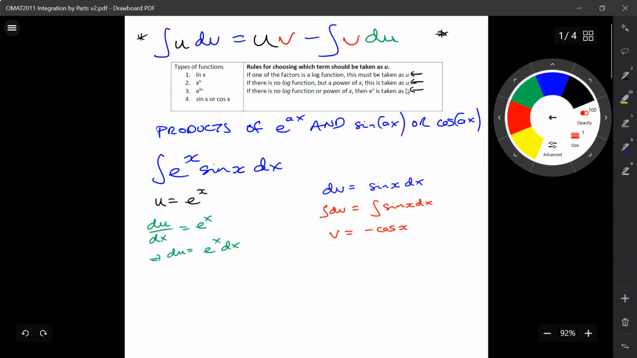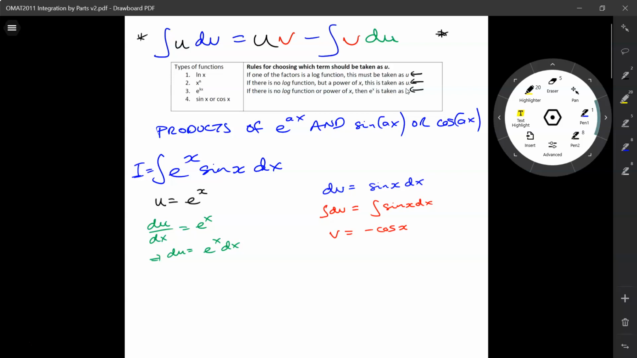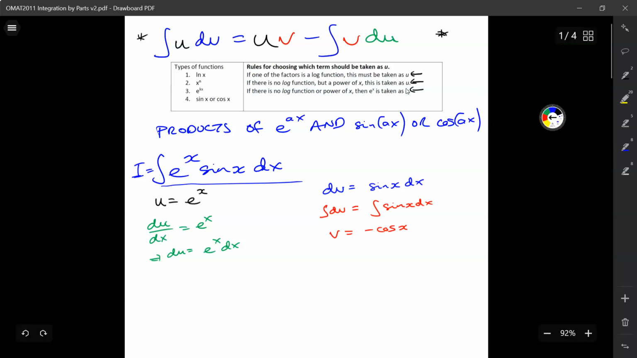Now what I should say is we have an iterative process here. So we will say that I is equal to the original function, the integral of exponential x times sine x times dx. You'll see now what's going to happen is we're going to go through this process twice, and the term that we started with will appear again after we go through the process twice.